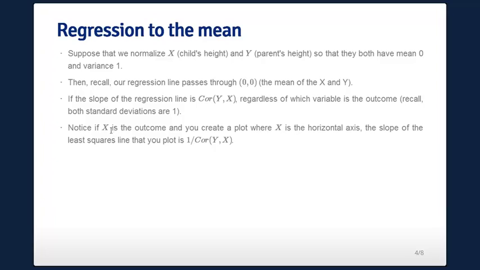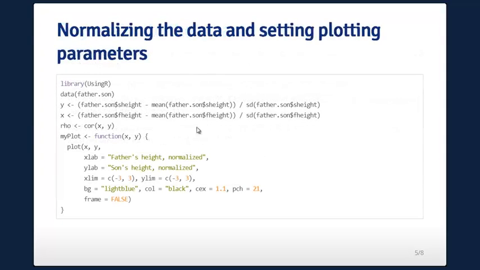So notice if x is the outcome, and you switch the plot itself, so that x is on the horizontal axis instead of the vertical axis, then the slope of this line will be 1 over the correlation. Okay, so let's do that plot. I'm using R.